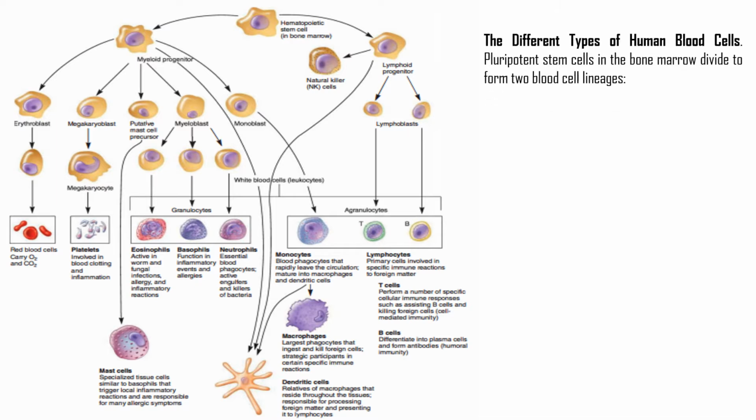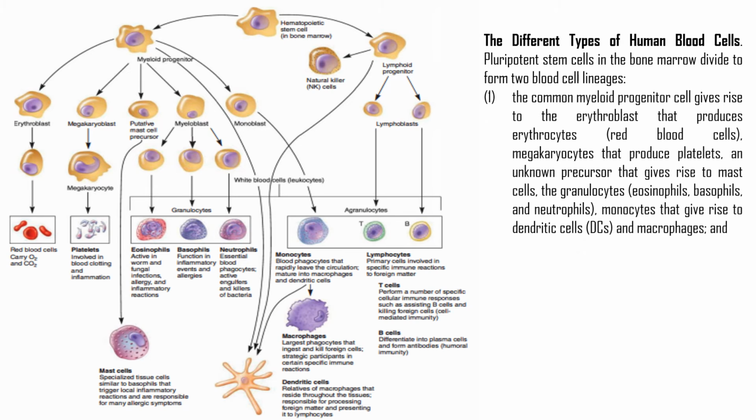The figure shows the different types of human blood cells. Pluripotent stem cells in bone marrow divide to form two blood cell lineages. The first one is called myeloid progenitor. The common myeloid progenitor cell gives rise to the erythroblast that produces erythrocytes or red blood cells, megakaryocytes that produce platelets, and unknown precursors that give rise to mast cells. Three types of granulocytes are there: eosinophil, basophil, and neutrophil. Then monocytes that give rise to dendritic cells and macrophages.